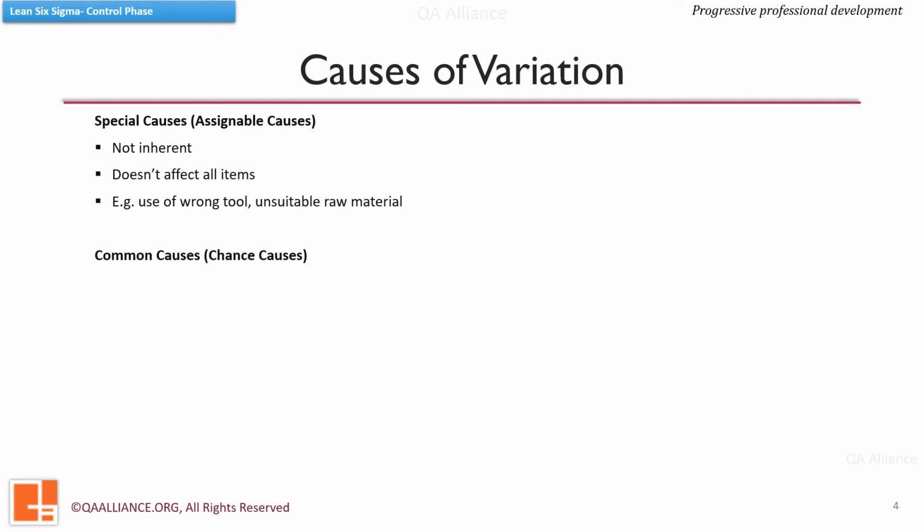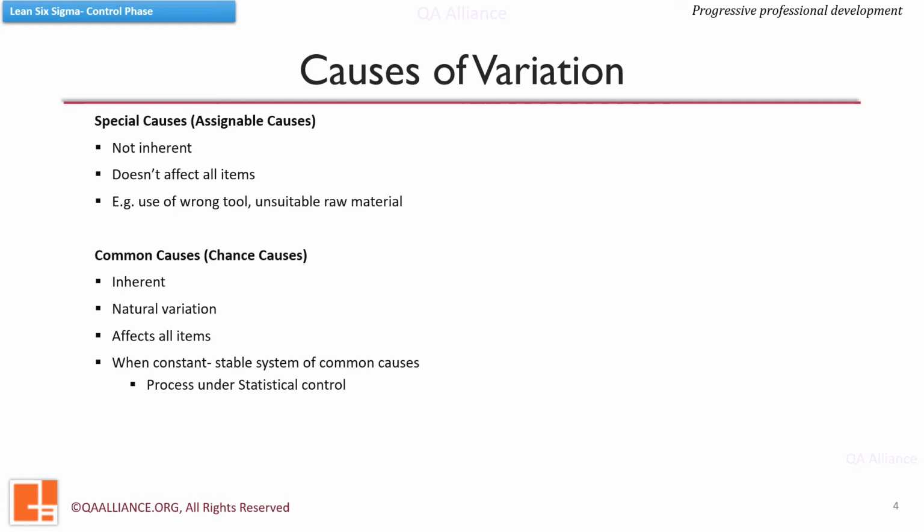The variability due to common causes is something that is inherent in the process. It is part of the process as designed and thus affects all items. When the variability is constant, we call it a stable system of common causes. The process under this stable system is known to be under statistical control.